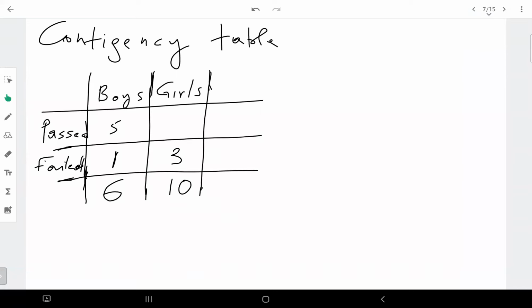10 minus 3. Yep, we said 10 minus 3. The total number of girls that are there is 10, and the total number of girls that failed is 3. So if we want the total number of girls that passed, it has to be 10 minus 3, which is 7.